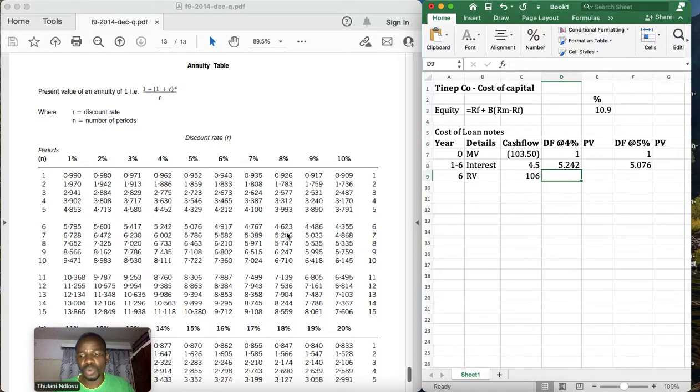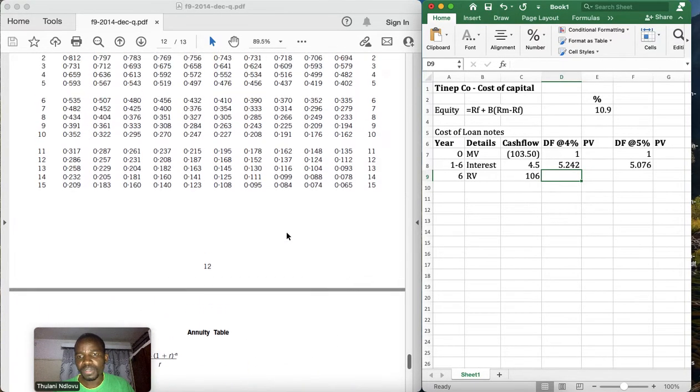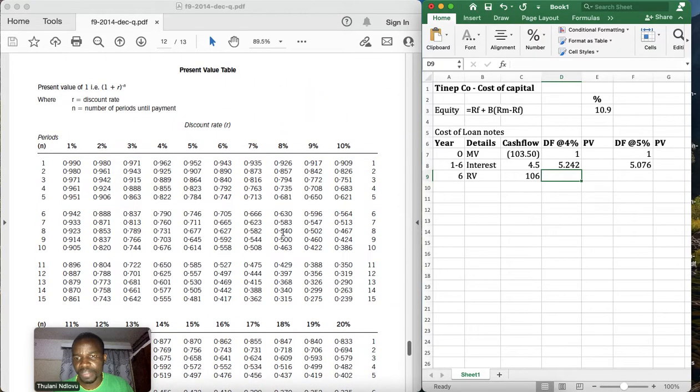Then the redemption value in year 6. Now we have to go to our present value tables: 4% 6 years, 5% 6 years. So 4% 6 years here is 0.790. Let's put enough decimals here. Copy that to here. Then under 5% it is 0.746 for 6 years.